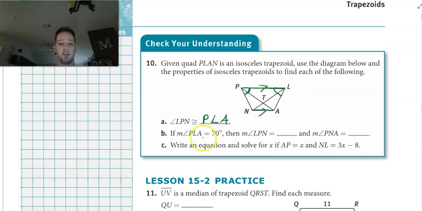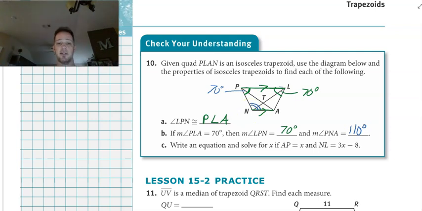All right, if the measure of angle PLA was 70, so this angle we just came up with was 70, then the measure of angle LPN would also be 70 degrees. And the measure of angle PNA, so PNA, A would be this angle here. What would that one be? Well, if this is 70, this also has to be 70 degrees over here. And because these are in between parallel lines, these same side interior angles are going to be supplementary. So 70 plus 110 would equal 180. So 110 degrees.